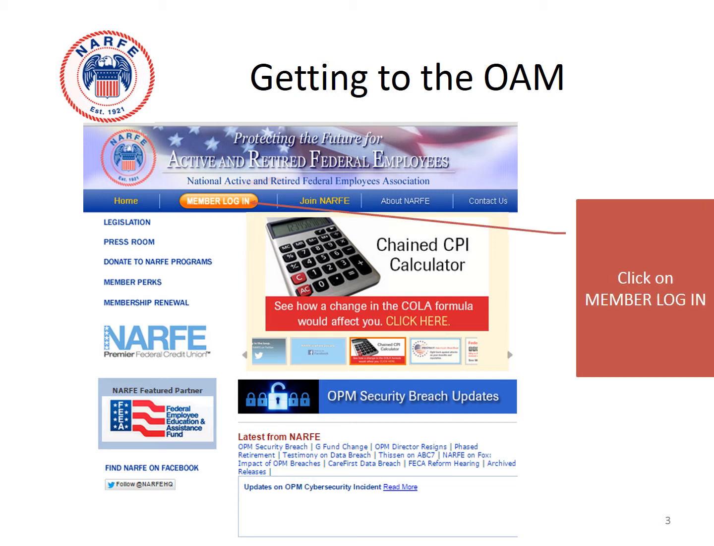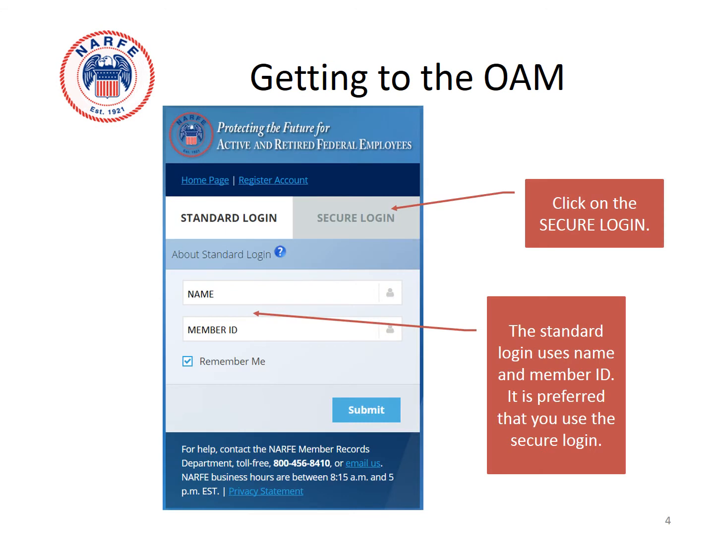Once on the NARF home page, you must log in as a member. Click on the icon shown on the screen. If you have never logged on to the NARF website, you will need to do so now. There are two options: a secure logon using an email address and password, or the older standard login using member name and member ID. You should use the secure login to get to the OAM.